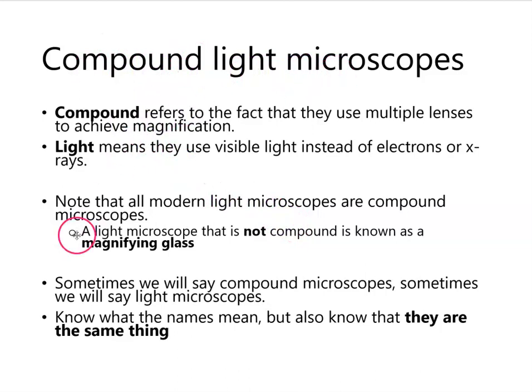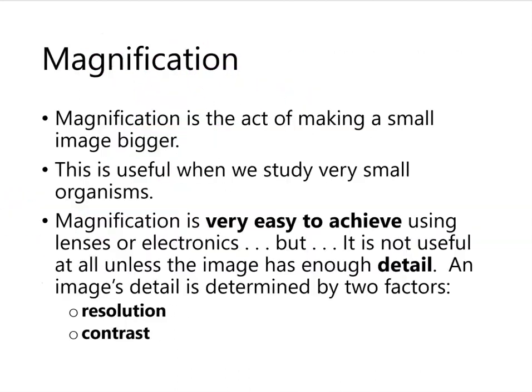This is really what I want you to think about. So what I've been talking about is magnification, and magnification is the act of making an image bigger. And that's obviously what we need to do. We need to make an invisibly small bacterial cell big enough to see it. It turns out magnification is easy to achieve optically. You can just stack lenses and magnify something a whole lot.